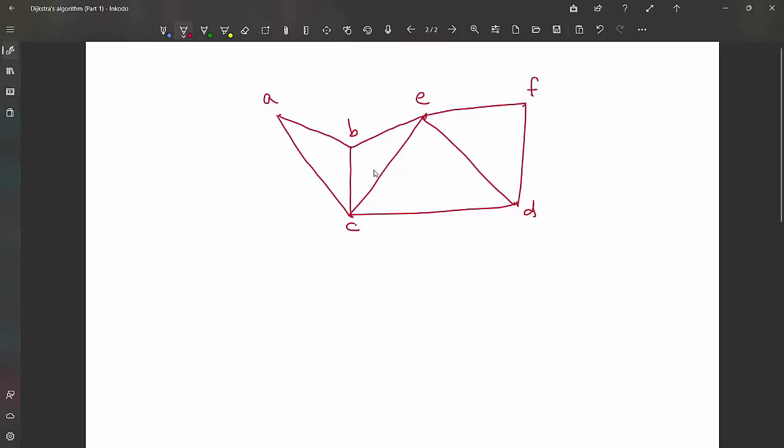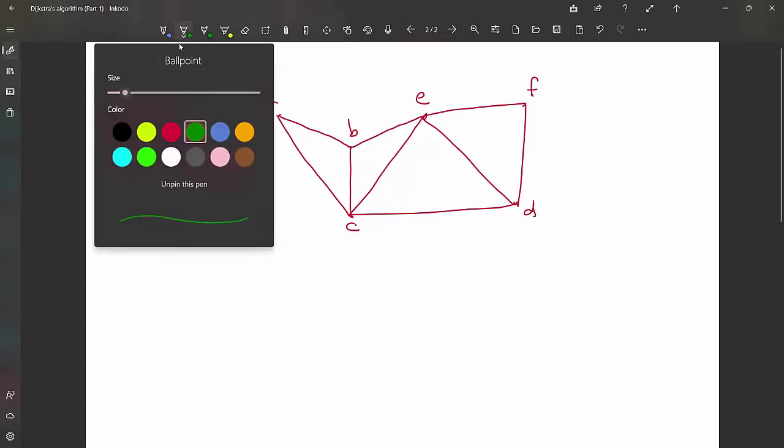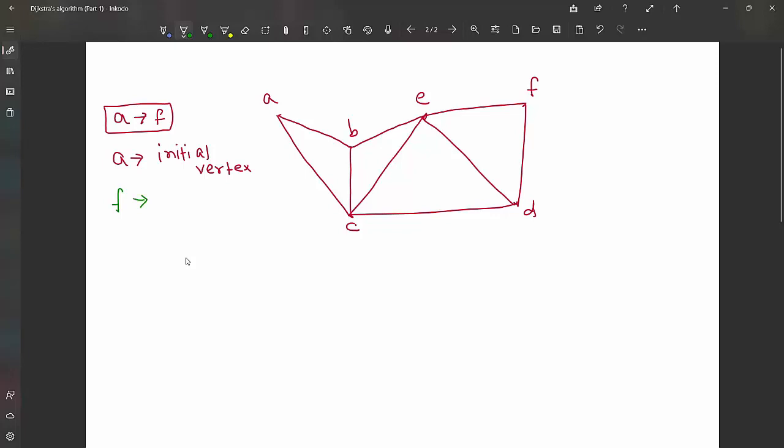Now we have to start from A and we have to go up to F. So this is our target. A is our initial vertex, and this F is our terminating vertex or the destination vertex. So we start the algorithm from A and we stop the algorithm whenever we reach the point F. This is the process.